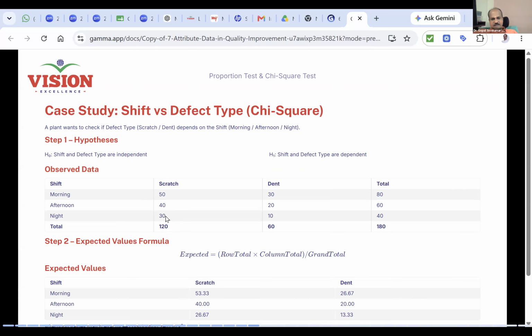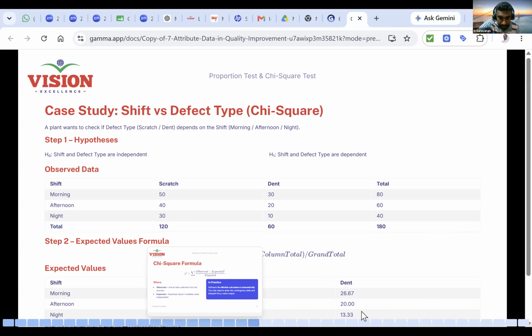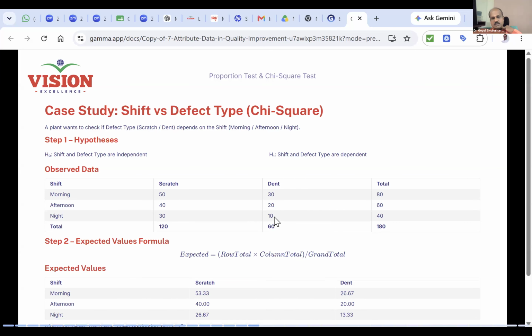Similarly, for this one, what is the row total for 30? 40. What is the column total? 120. What is the grand total? 180. So that will give 4800 by 180, which is 26.67. Similarly, for the last number 10, the row total is 40, the column total is 60, the grand total is 180, giving 13.33. Now you understand the expected value for all six counts. Yes or no, all of you?